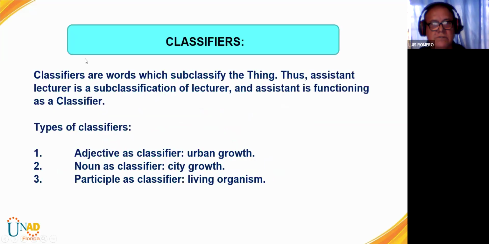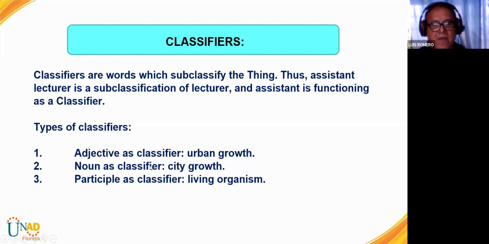And then we have classifiers. Well, classifiers are words which subclassify the thing. As you can see, it's written with a capital letter. Thus, assistant lecturer is a subclassification of lecturer, and assistant is functioning as a classifier. Here you have three important types of classifiers. Adjective as a classifier. For example, urban growth. Urban is the adjective which is describing the word growth.